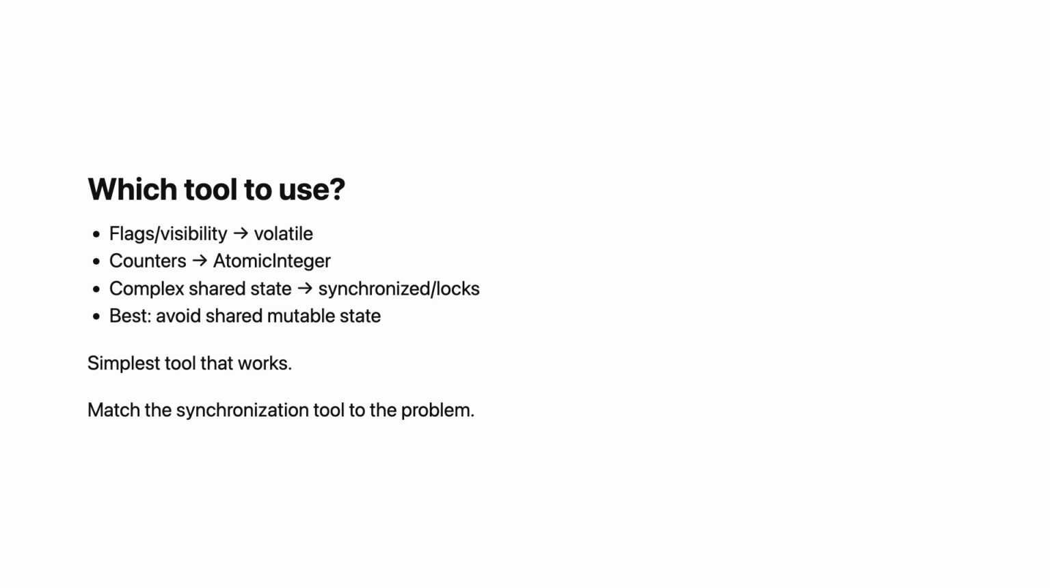More complexity means more chances for bugs. Keep synchronization as simple as the problem requires. The best solution is often avoiding shared mutable state entirely. Immutable data needs no synchronization.